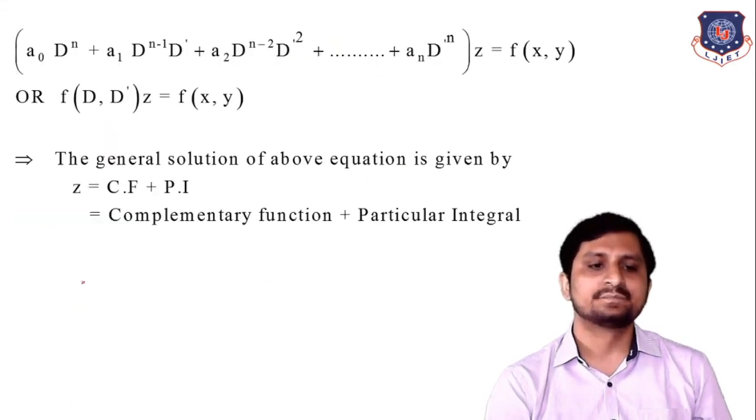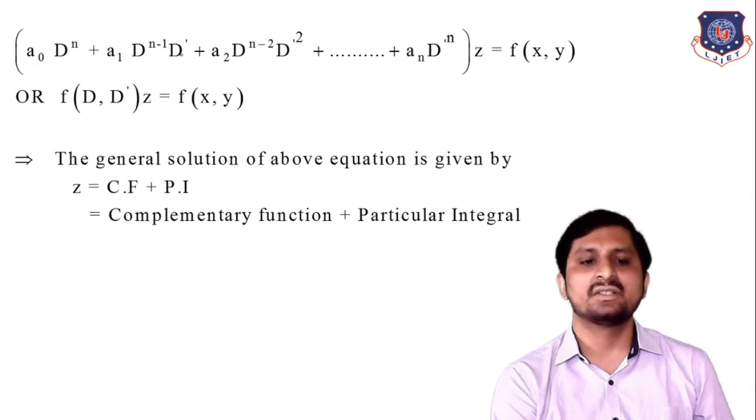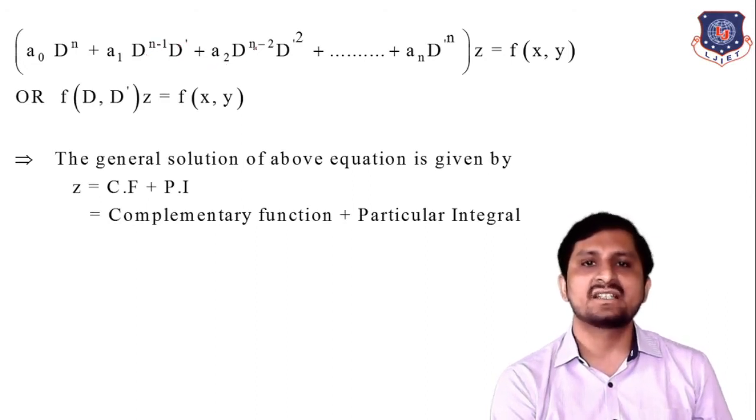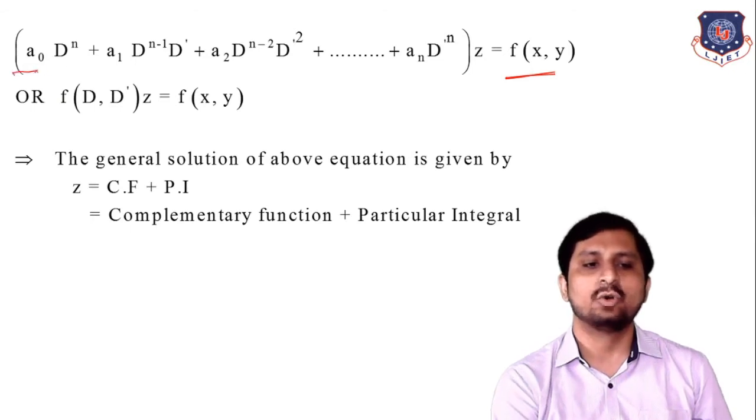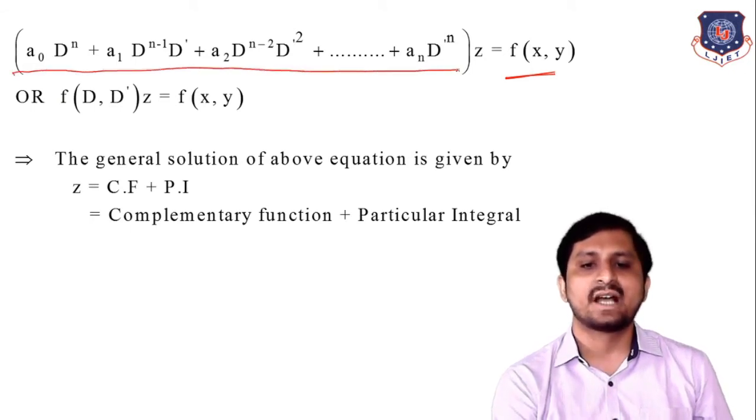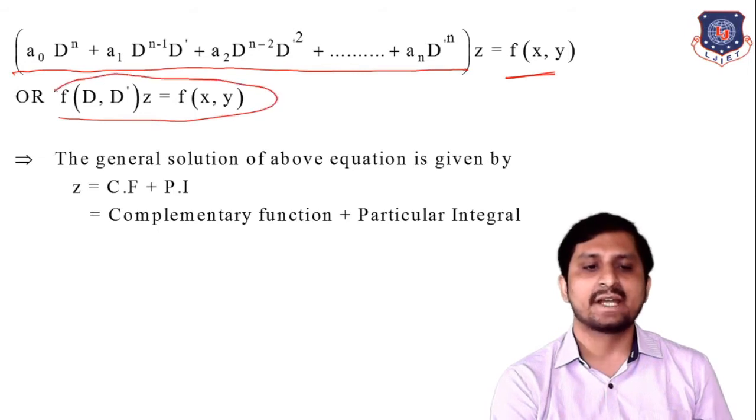Okay, so the first term is a0 capital D raised to n plus a1 capital D raised to n minus 1 into d dash, plus a2 capital D raised to n minus 2 into d dash square, plus up to an d dash raised to n into z, that is equal to f of xy. And this whole bracket I can write as f of D, d dash into z, that is equal to f of xy.